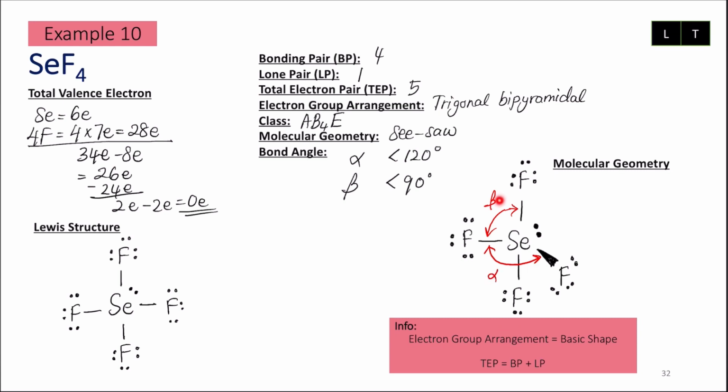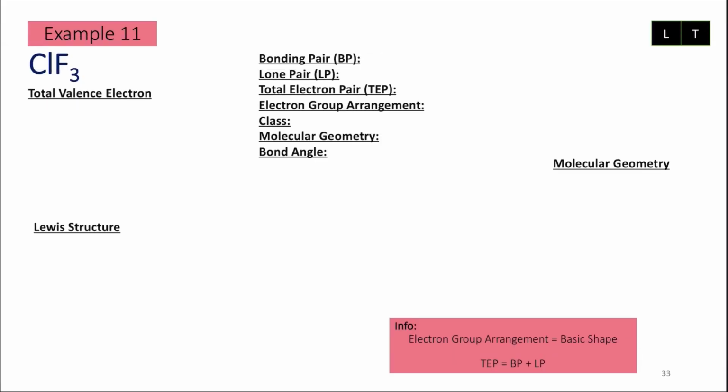So here, the bond angle is less than 90 degree and here, the bond angle is less than 120 degree. So you got the molecular geometry for SF4. Now, let's try ClF3. For ClF3, I got 1 chlorine, 7 electrons, and then 3 fluorine, which means 3 times 7 electrons, 21 electrons, and the total will be 28 electrons.